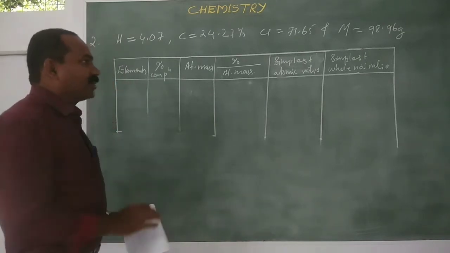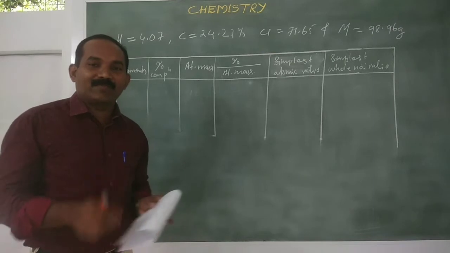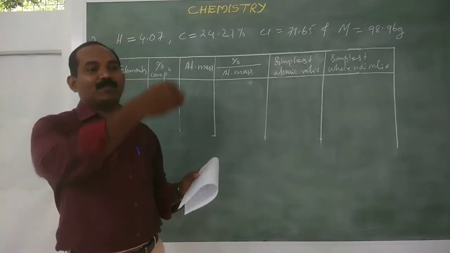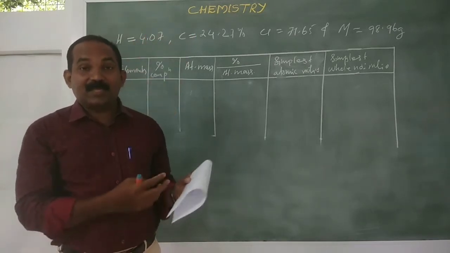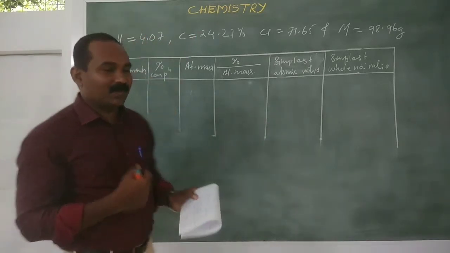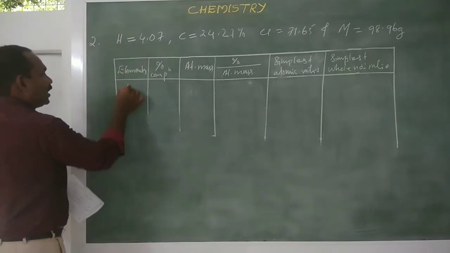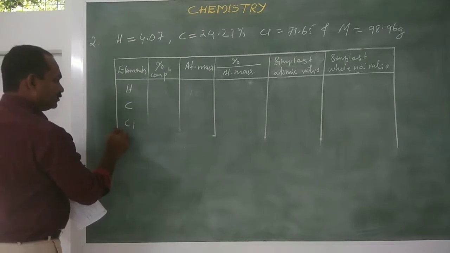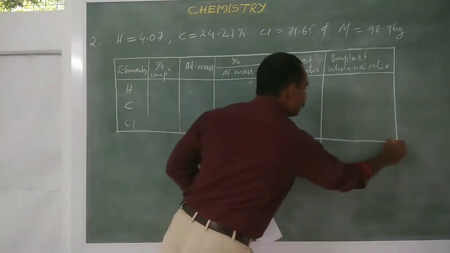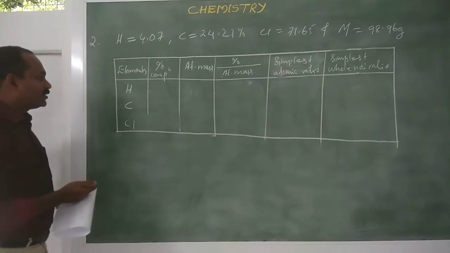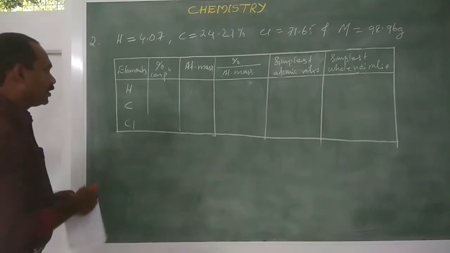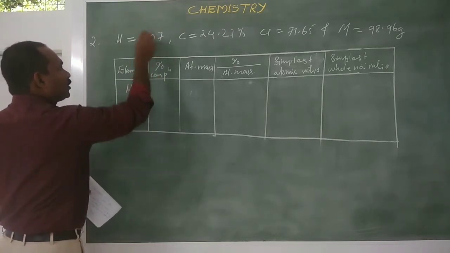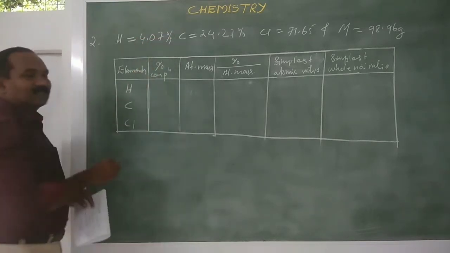From that information, the column method is the simplest one. In the NCERT book there are descriptions, but it is a lengthy process. This is the simple process. The elements are hydrogen, carbon, and chlorine. Just write the composition. What is the composition?